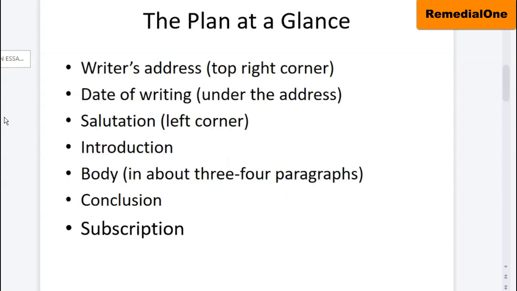Then the plan at a glance. With practice, you can even have this in your mind as you actually put down things. So we know that we'll need the writer's address at the top right corner, date of writing under the address, salutation, left corner, introductory paragraph, body in about 3-4 paragraphs, depending on how many points we intend to include in the body, and then the conclusion followed by the subscription.